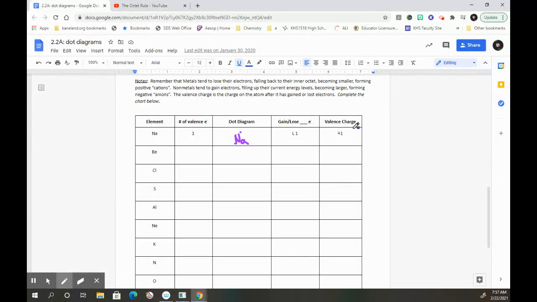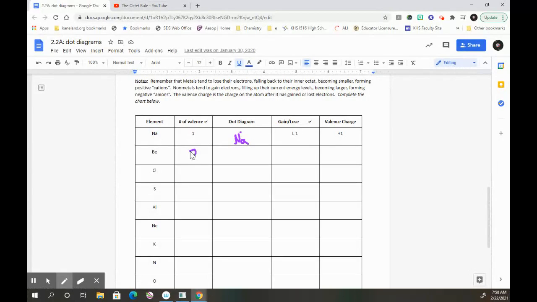So now for the third column here, you need to decide whether it will gain or lose electrons. Since sodium only has 1 valence electron and it wants to get to 8 in its outer shell, it's easier for it to lose that 1 valence electron than to gain 7. So it will lose 1. And then once it loses that 1 valence electron, its overall valence charge will be +1 because remember, it's losing a negative charge. I'll do one more with you here.